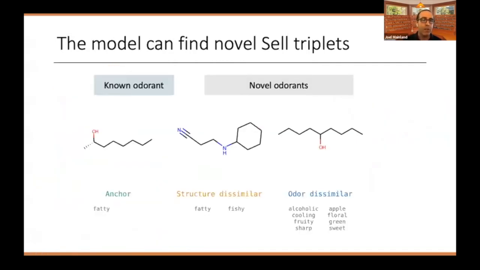When we do this, we can actually find novel triplets. Here's one example that the model spits out for us. This molecule smells fatty. It's structurally quite similar to this molecule, but the odor is quite dissimilar. This molecule is very structurally dissimilar from it, but also has a similar characteristic.